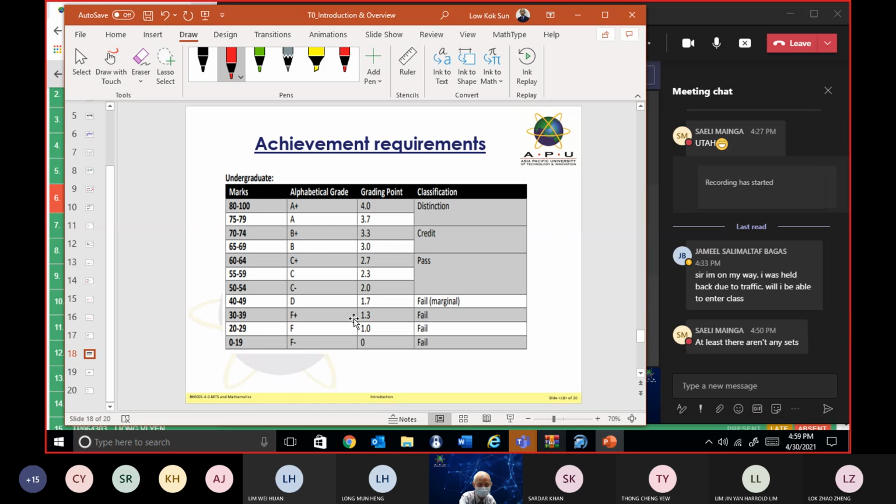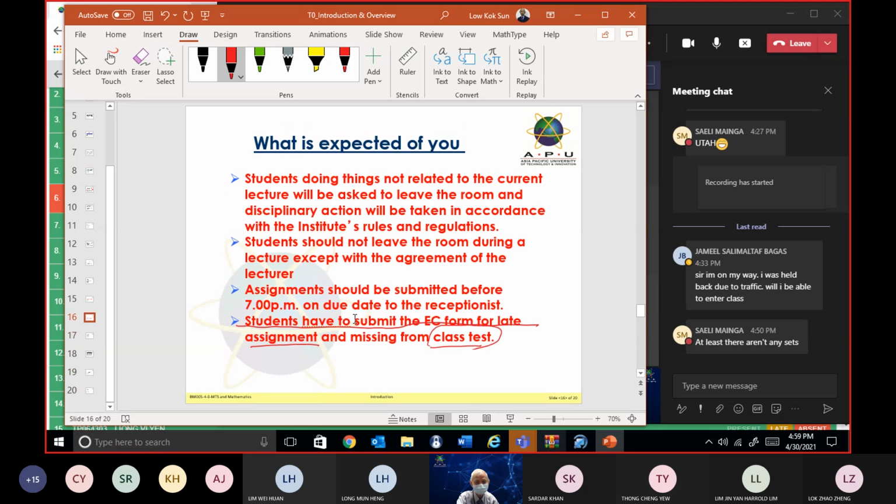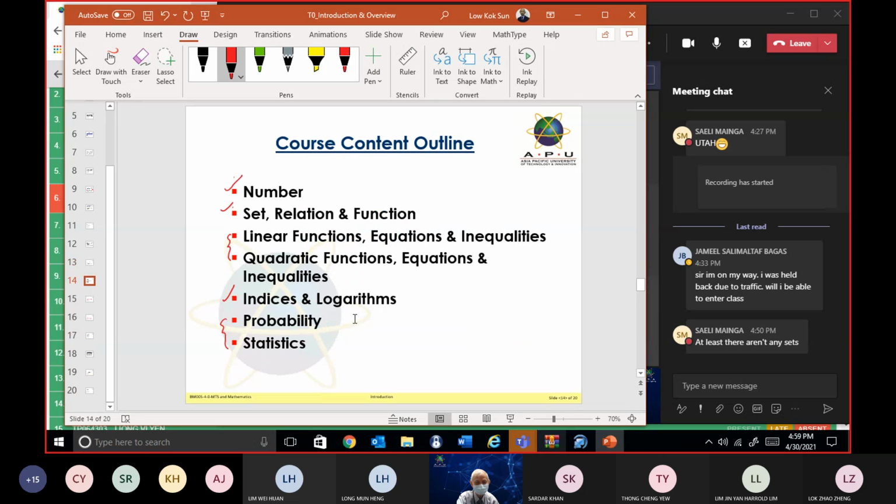Okay, the grades I don't have to talk about. So that gives you an overview of what to expect in the mathematics module. Actually it's easy. If you look at the topics, they are easy stuff.